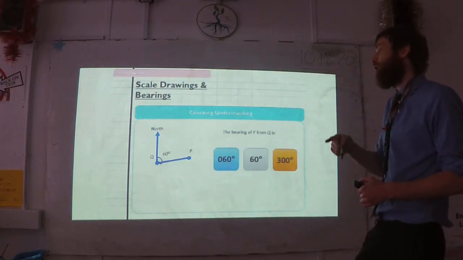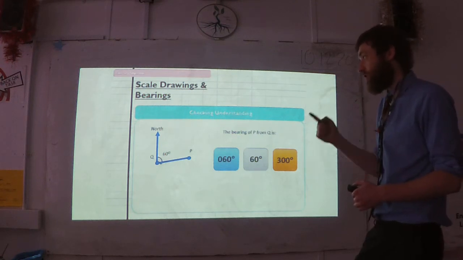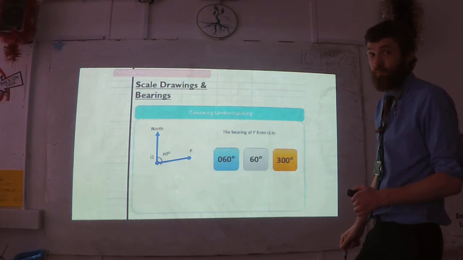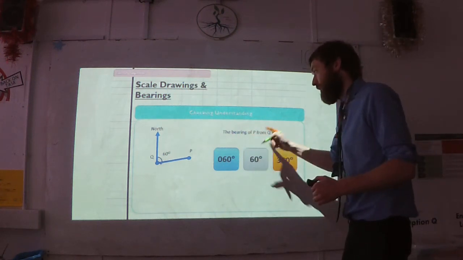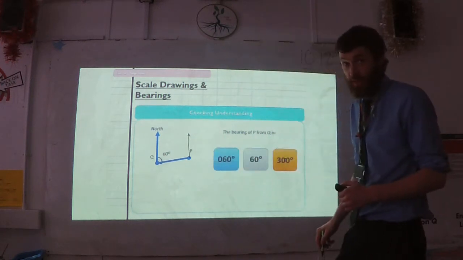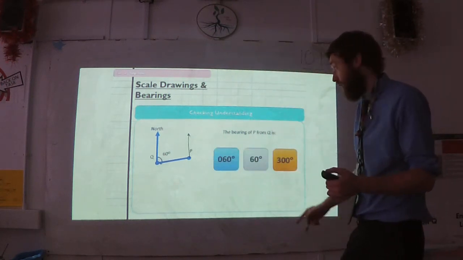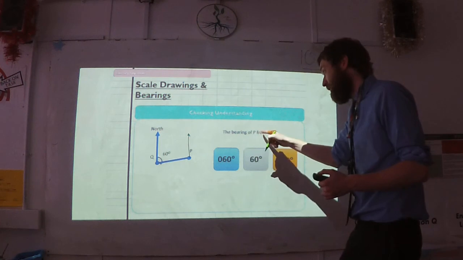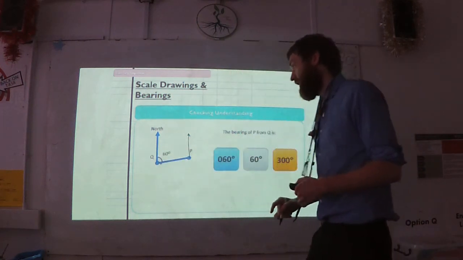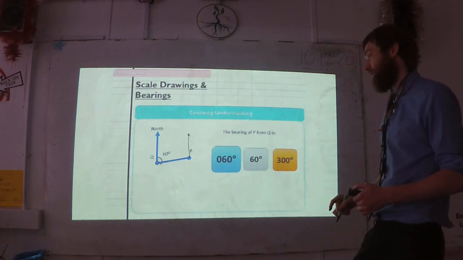The bearing of P from Q, so of P from Q. Right, if you've unpaused it, P hasn't got a north line. You must draw a north line on P. Alright, otherwise the bearings don't work. Of P from Q, so from Q to P is going to be 060.